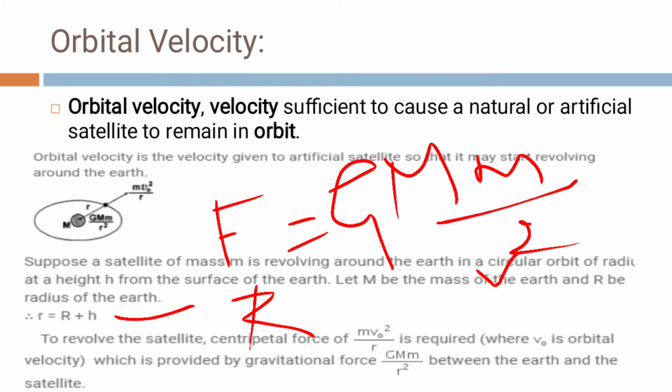To revolve the satellite, centripetal force is required, that is m v naught square by r. The satellite revolving in an orbit has a centripetal force whose value is m v naught square by r, and here v naught is the orbital velocity, which is provided by the gravitational force, which equals G M m divided by r square between the earth and the satellite.